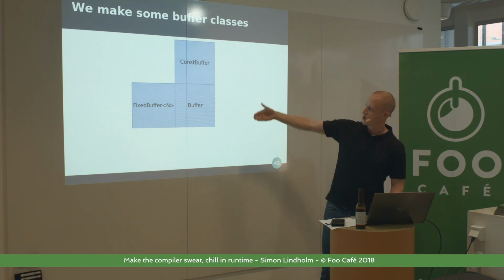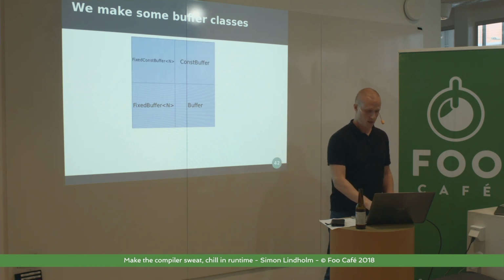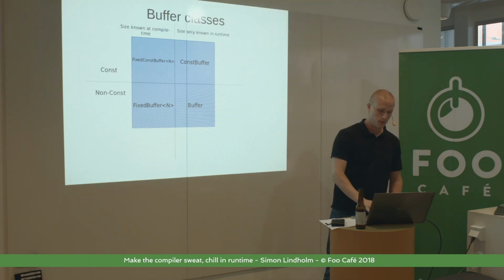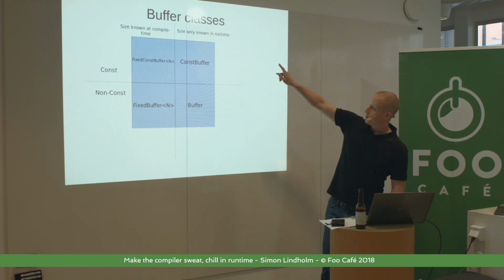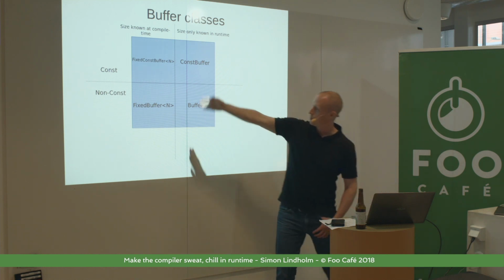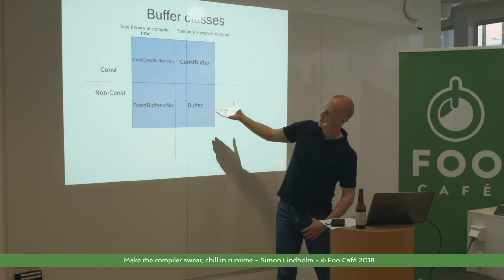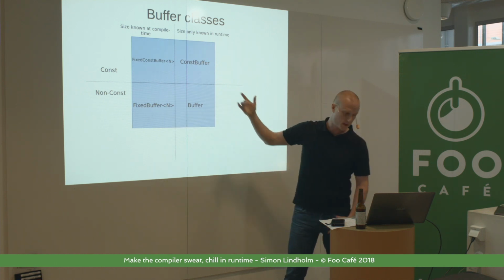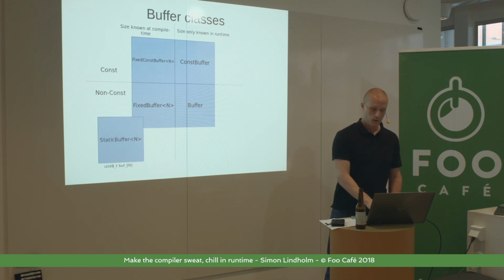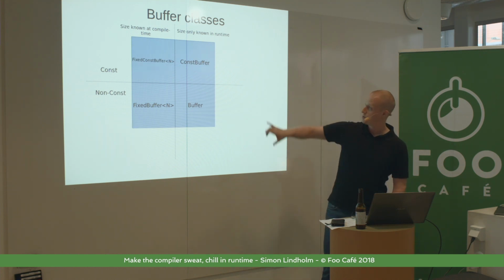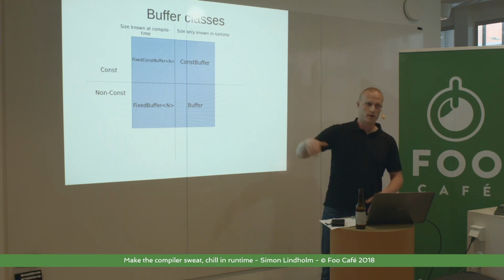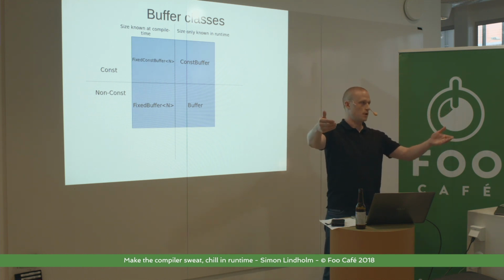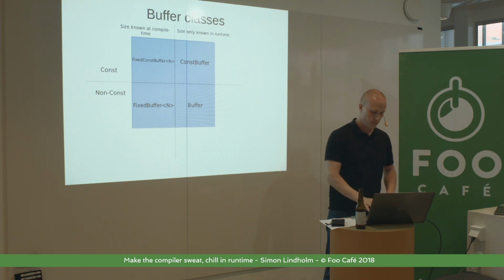Of course, you have a const version of the buffer and a const version of the fixed size buffer as well. So it's a little bit of a diagram. Here we know the size at compile time, and here we know the size at runtime. So this is just a pointer, and on this side you have a pointer plus a size. And these four, they don't own any data. They are just wrappers, or references, to something else that owns the data.